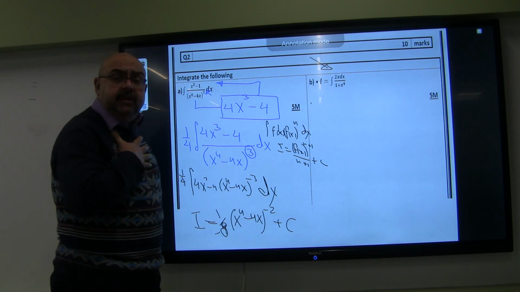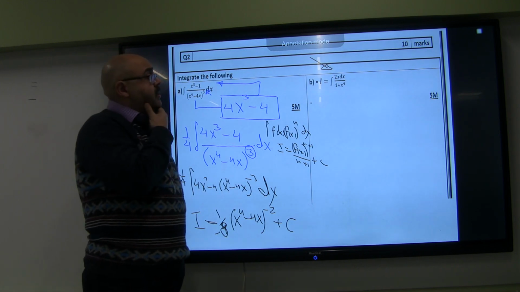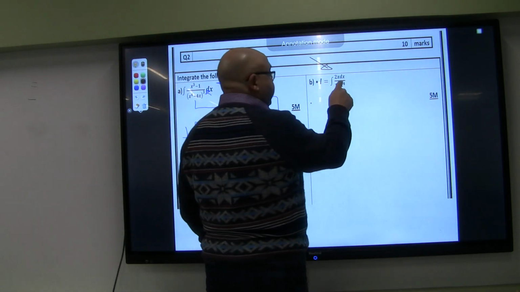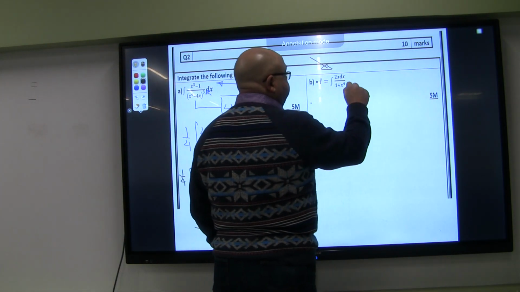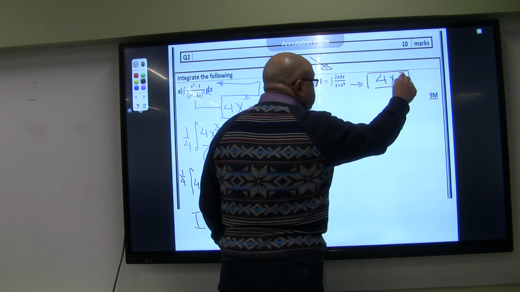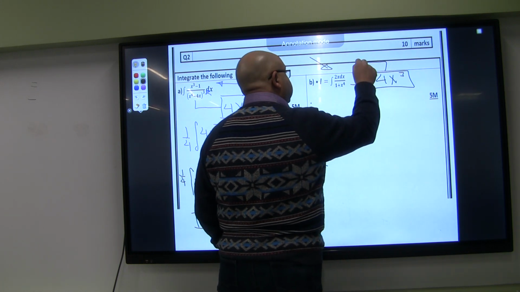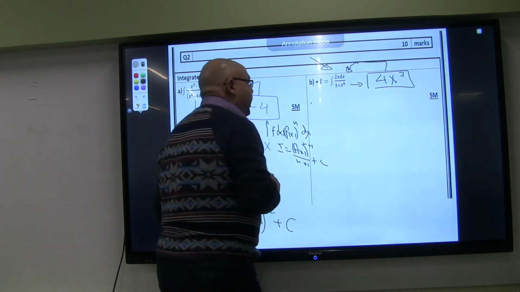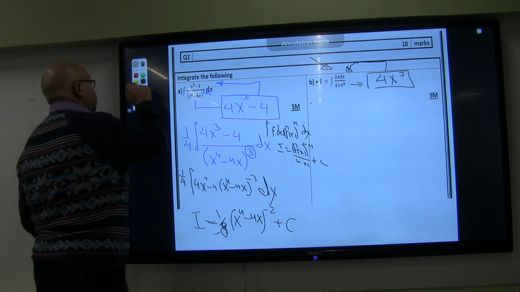If I want to go to the second problem in this question, it's giving you also a numerator and a denominator, but there is a difference. The derivative of the denominator doesn't exist on the numerator simply. The derivative of your denominator is 4x to the power of 3. It does not exist on the numerator, and you can't find it.